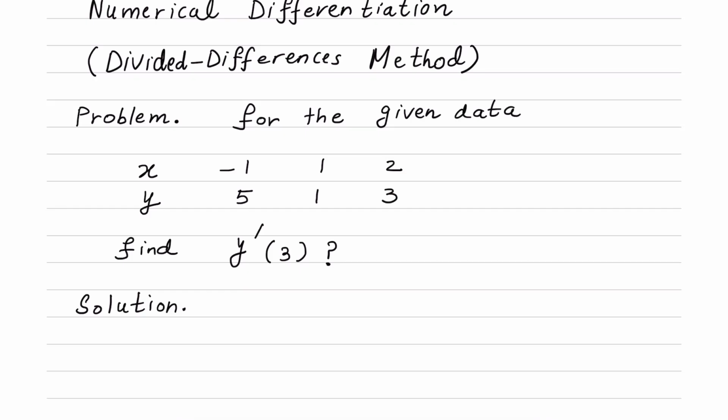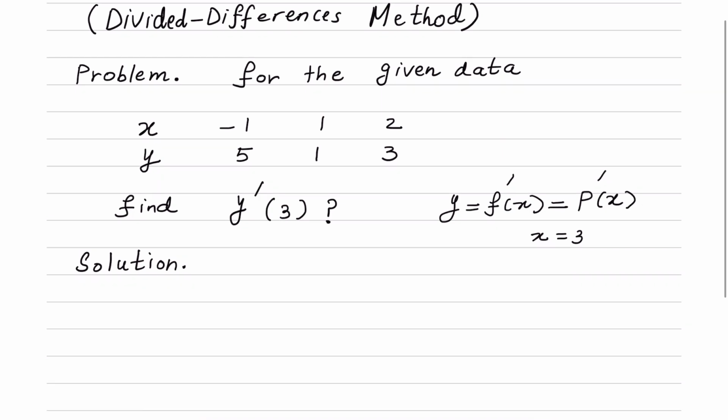In this video, we are going to talk about numerical differentiation. So we have a problem that for the given data, x values and y values, we have to find y dash at 3. So we have to find a function y or f of x or the polynomial here for the given data, and then we will find the derivative of this polynomial or function at x equal to 3. It means that first we have to construct the polynomial for the given data.